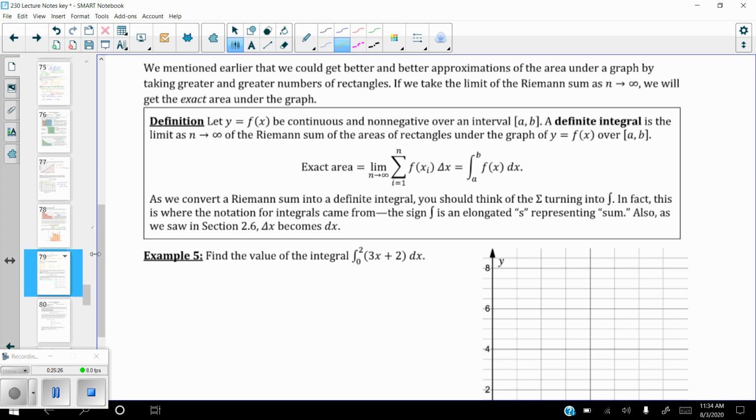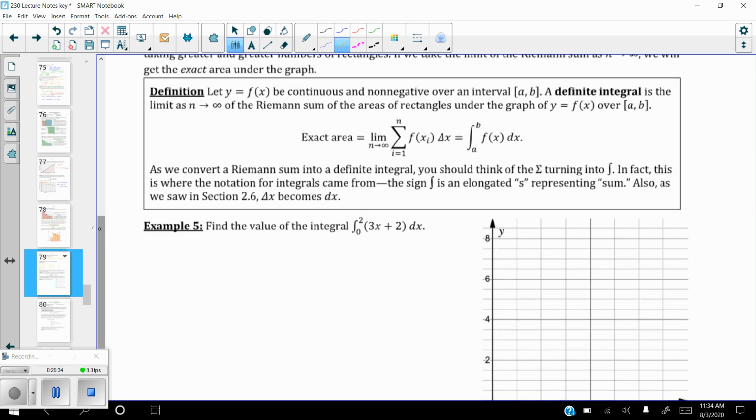So that's the whole idea. We're going to let the number of rectangles of the Riemann sums approach infinity. So we're going to end up taking a limit at the end. And that limit right here, the exact area, is the limit of the sum of all of the rectangles. Well, there's a shorthand notation of that, and it just happens to be the integral.